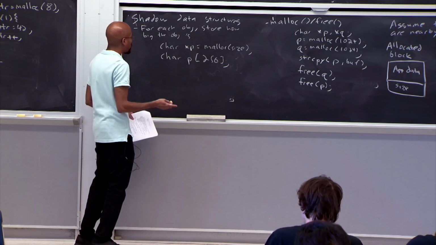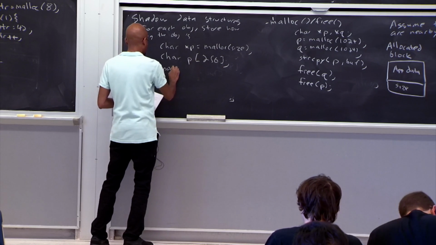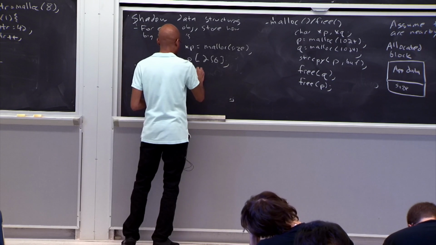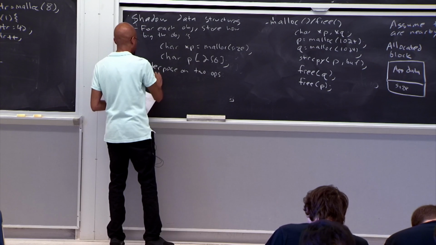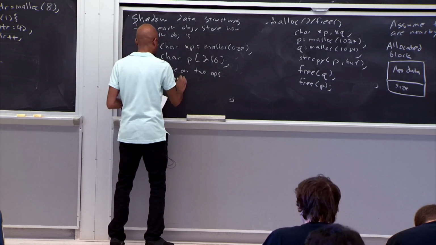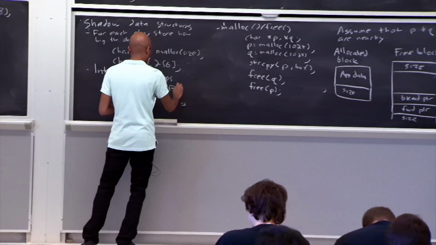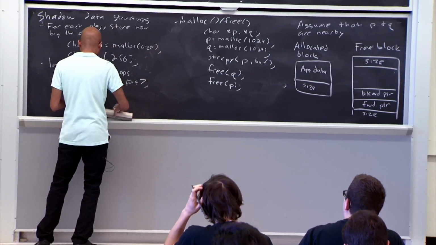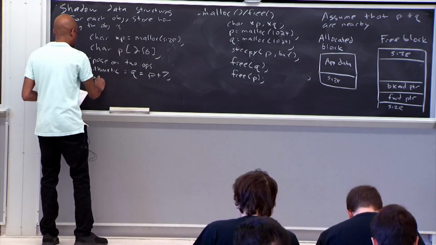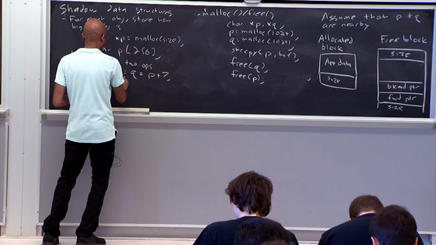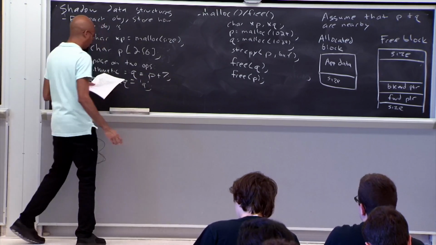So for each one of these pointers, we need to interpose somehow on 2 operations. Basically, we need to interpose on arithmetic, so this is things like q equals p plus 7, or whatever. And then you want to interpose on dereferencing. So this is something like q equals a, or something like that.